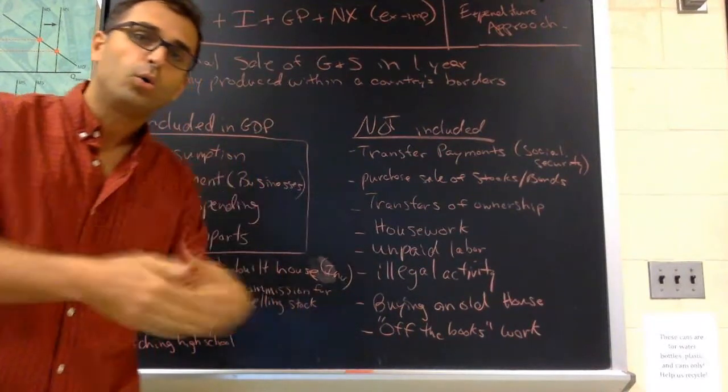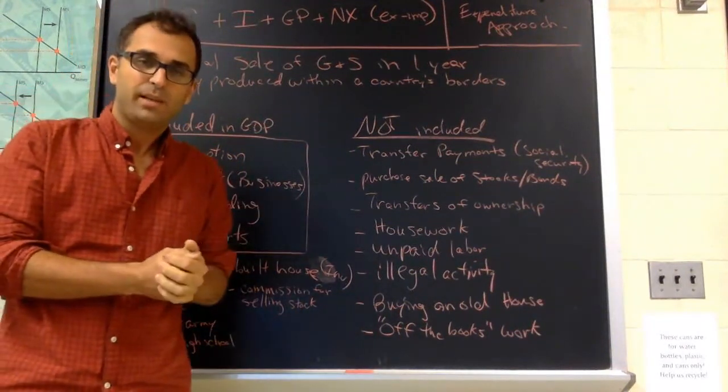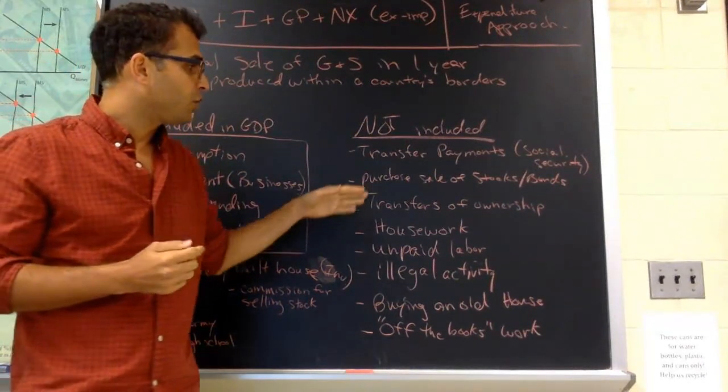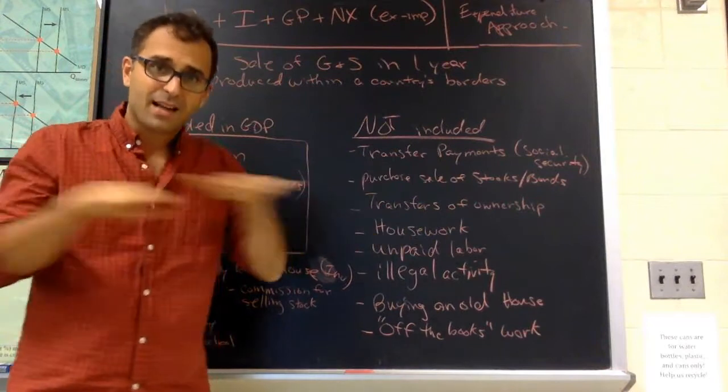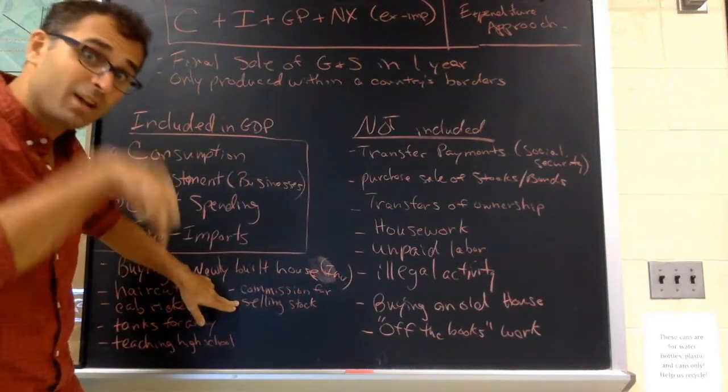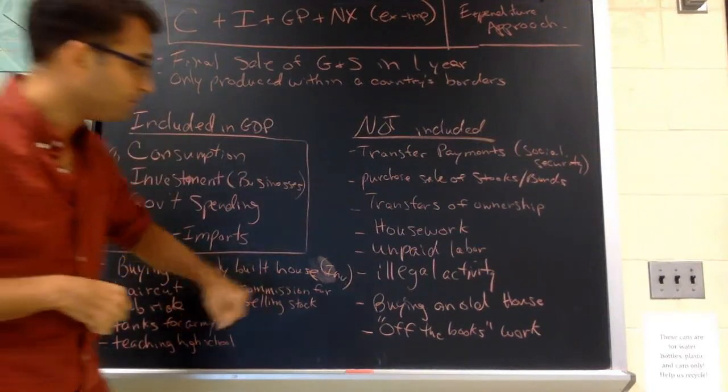If I buy an old house, it's not counted in GDP. It's not a new house. A new house is counted. An old house is not counted. So the purchase or sale of a stock or a bond does not count. The stockbroker makes a commission, right? That income does count. So that's a good example to remember.